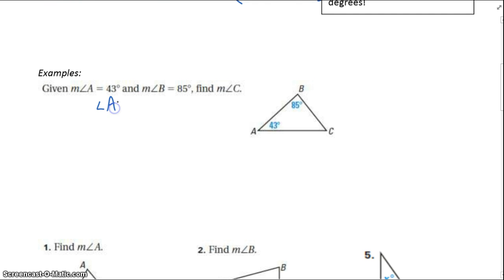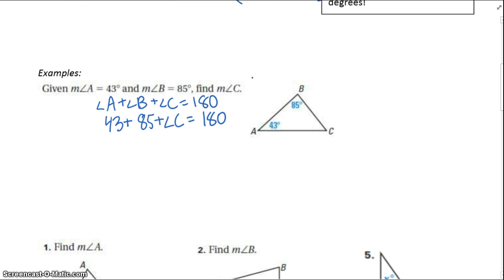So we have angle A plus angle B plus angle C equals 180 degrees. Try to take a little extra time and write that equation down because it could help. Then angle A is 43 degrees. Angle B is 85 degrees. We don't know angle C, so we'll leave it as angle C. And all together, it's 180 degrees.